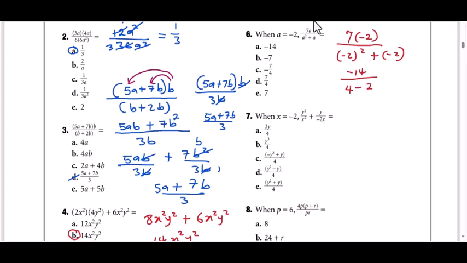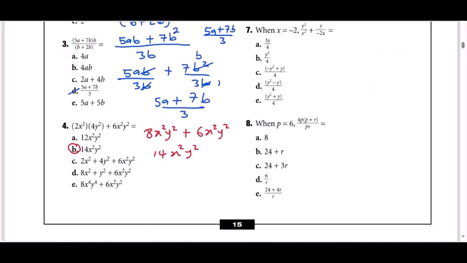So from here we can have that. Okay, let me just solve here. Minus 14 all over 4 minus 2 is 2. Then 14 divided by 2 is 7 and it's minus. So B is the right option.